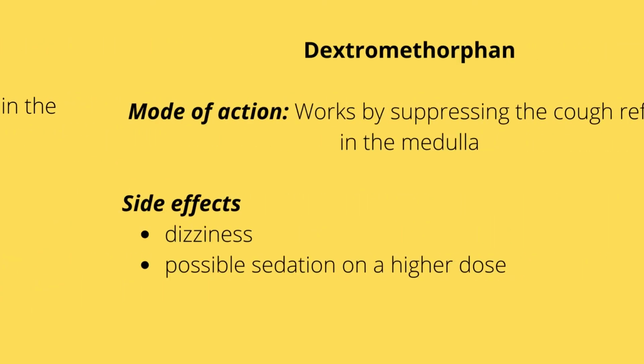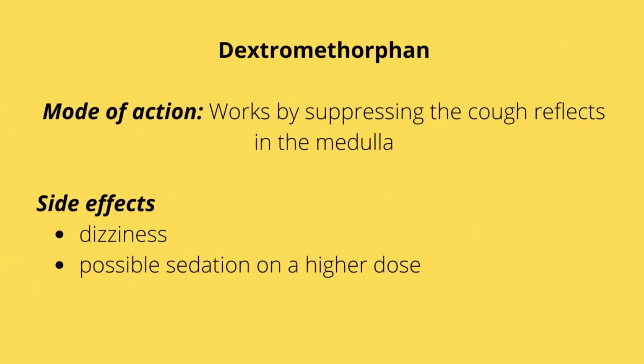Dextromethorphan, it works by suppressing the cough reflex in the medulla oblongata. Some side effects include dizziness, and the possibility of sedation is very low. And the only way you could get sedation effects is if you have high doses of dextromethorphan.